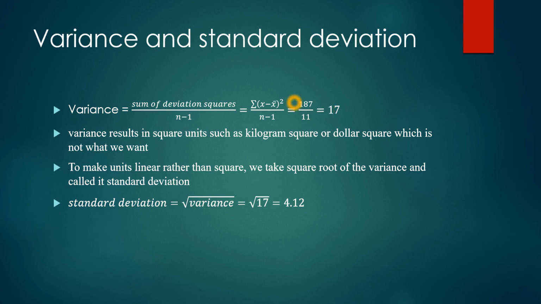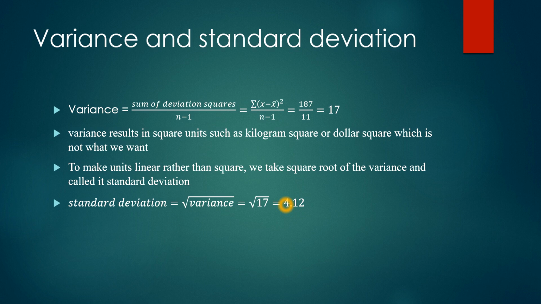Remember, the variance was calculated from deviation squares, so it doesn't make much sense in units. If our data was the mass of students, it would give us kilogram squared. If it was height, it would give us meter squared. So it gives us a squared unit, which is not meaningful. To make it meaningful, we take the square root of the variance, and that gives us the standard deviation. So the standard deviation is the square root of the variance, which is the square root of 17, which is 4.12.